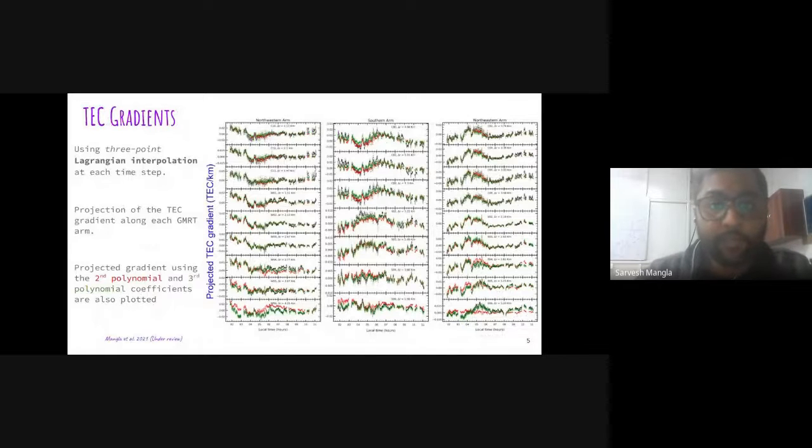While the polynomial-based measurement neglects the ability to detect small-scale fluctuation, we opted to measure the projected TEC gradient using the three-point Lagrangian interpolation method. We have also plotted the projected TEC gradient obtained using the second-order and third-order polynomial fit. For larger amplitude and longer period fluctuation, the polynomial fit recovered the structure observed. But during the night time, a significant amount of TEC fluctuation is missed by both the polynomial fits.